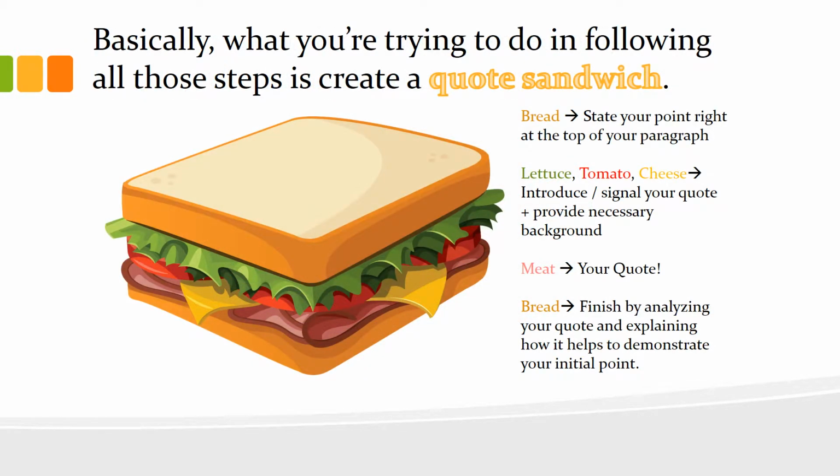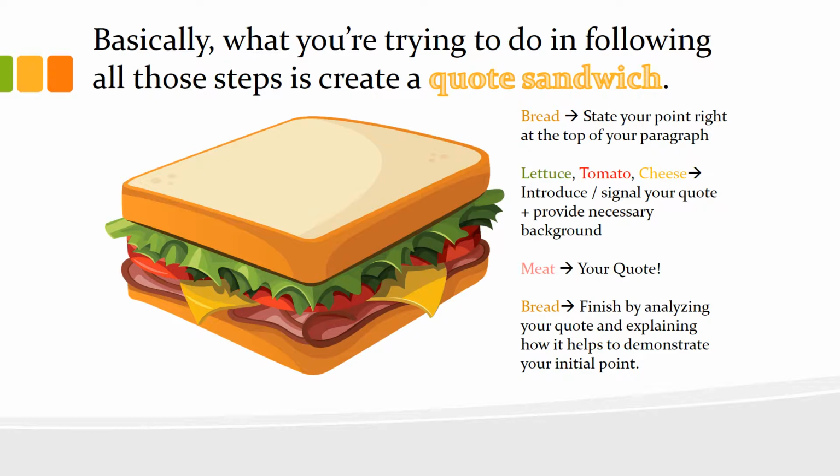Basically, what you're trying to do in following all of those steps is create a quote sandwich. Here's how it breaks down. Think of the quote itself as the meat in the sandwich. While it's a key part of the sandwich, unless you're a vegetarian, without the rest of the components, it's just a piece of meat. So in order to create a sandwich, you need bread and other toppings.